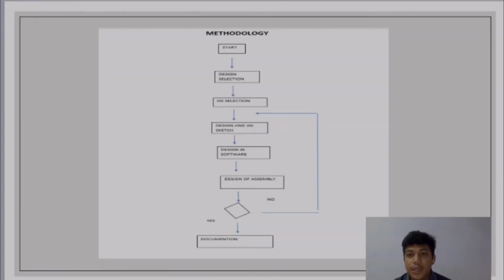Methodology. First, start. Second, design selection. Next, jig selection. And next, design and jig sketch. And design in software Inventor. And design of assembly. And lastly, documentation.